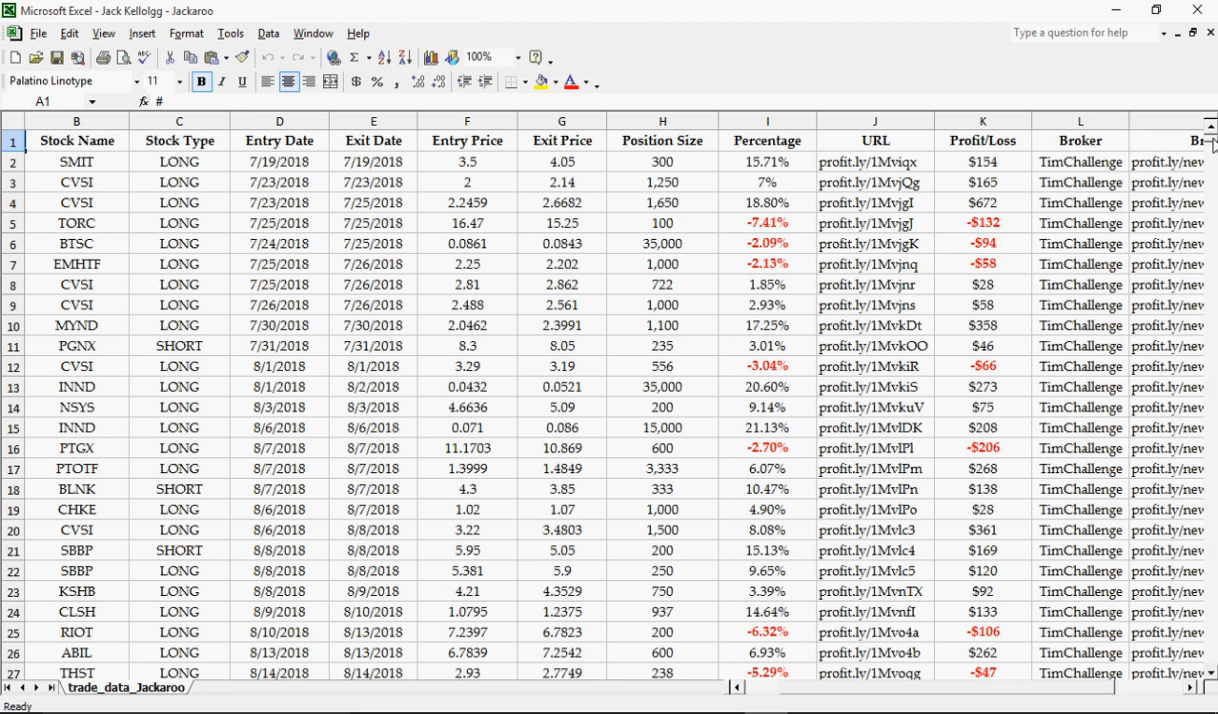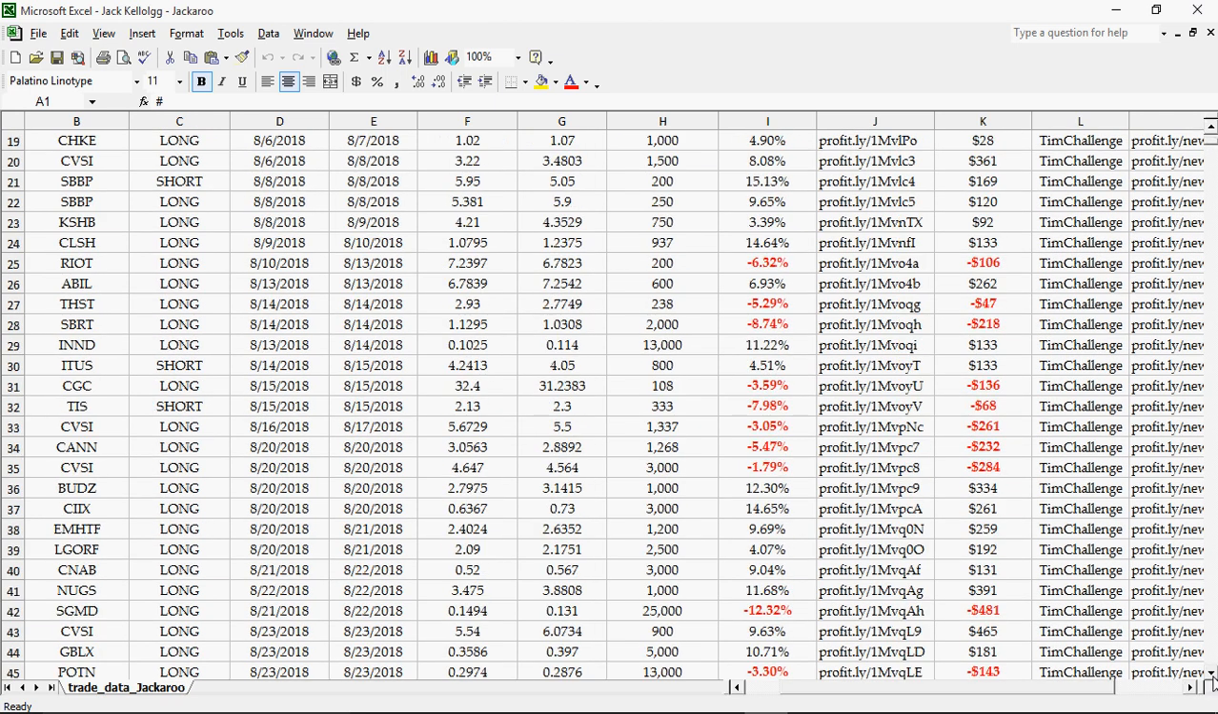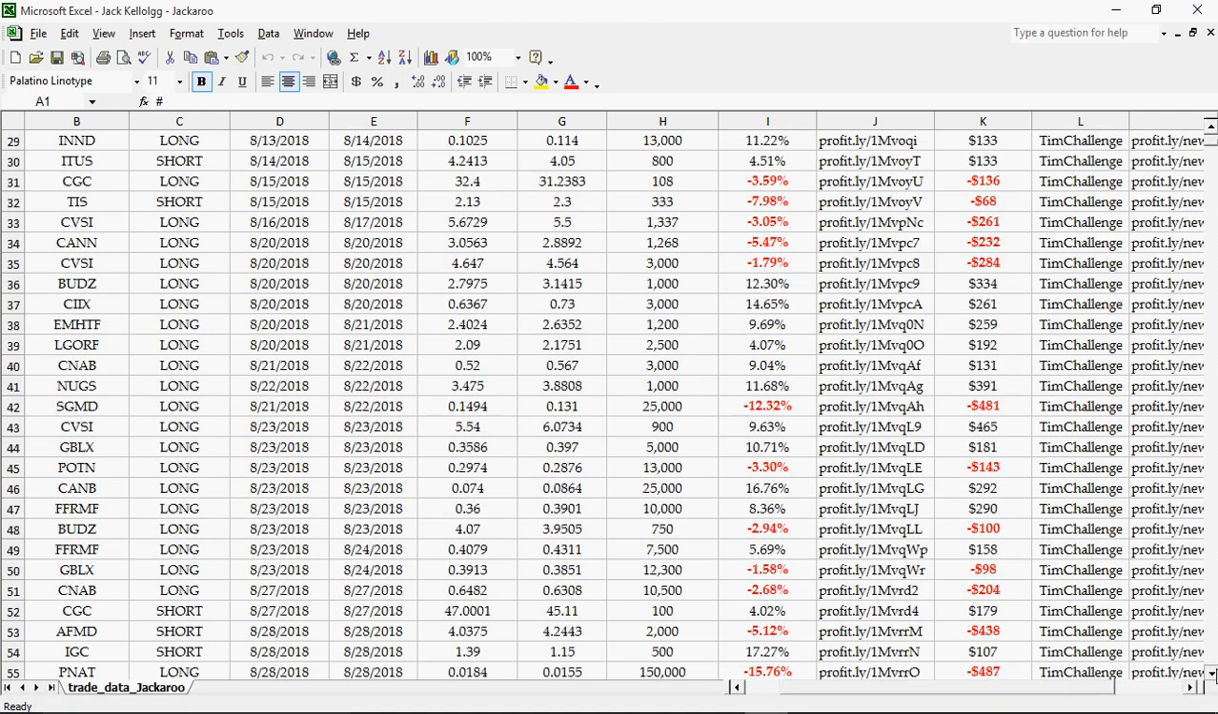I finally got a team to type out all of Jack Kellogg's trades. Oh my God! Look at this, people. You can look at the results and verify. You go on and just verify.